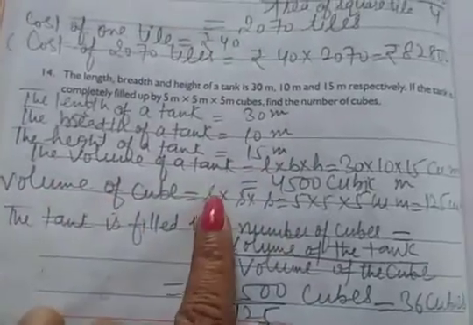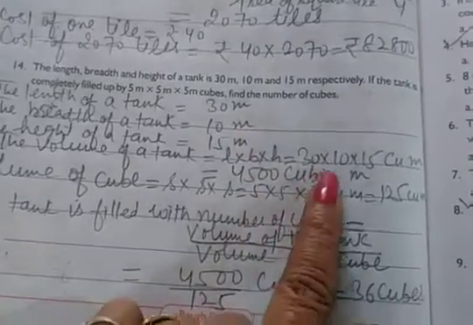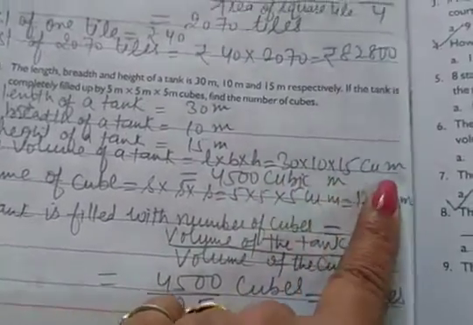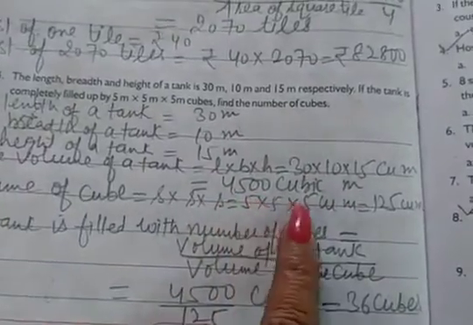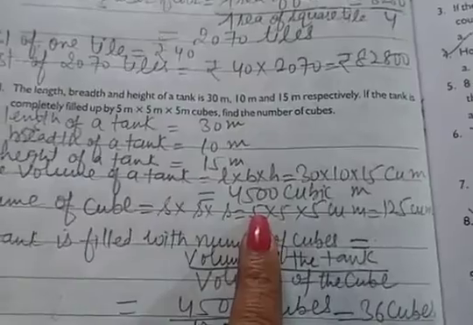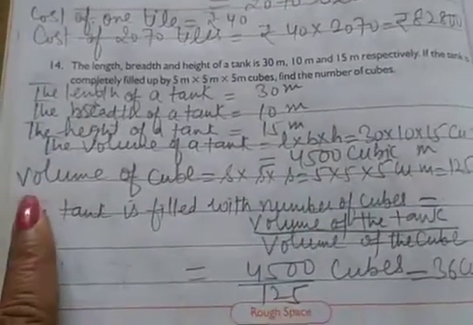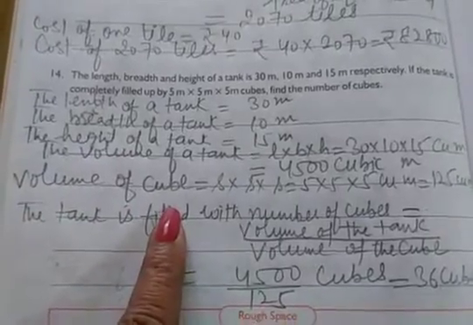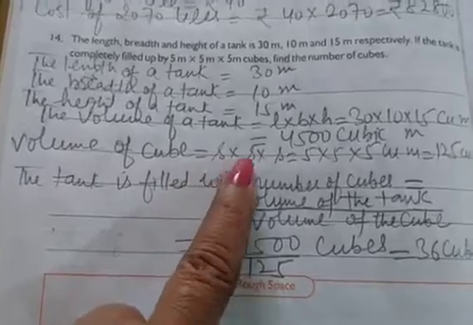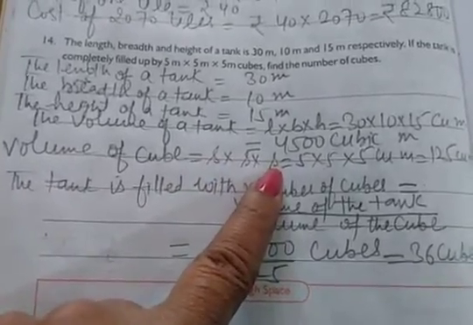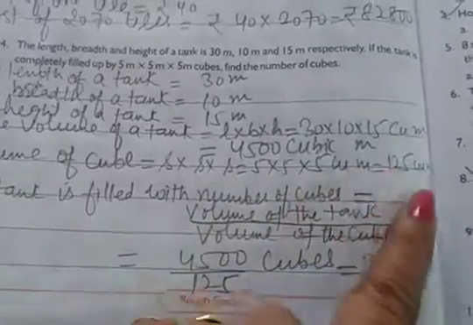So the volume of the cuboidal tank is L into B into H. 30 multiplied by 10 multiplied by 15 cubic meter, and after multiplying you will get 4500 cubic meter. The volume of the tank is 4500 cubic meter. Then you will find the volume of the cube. Volume of the cube is side multiplied by side multiplied by side. See, 5 multiplied by 5 multiplied by 5 cubic meter. It is how much?